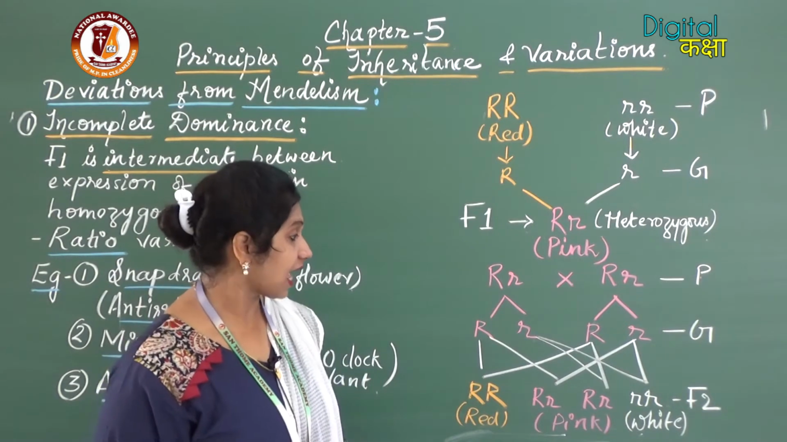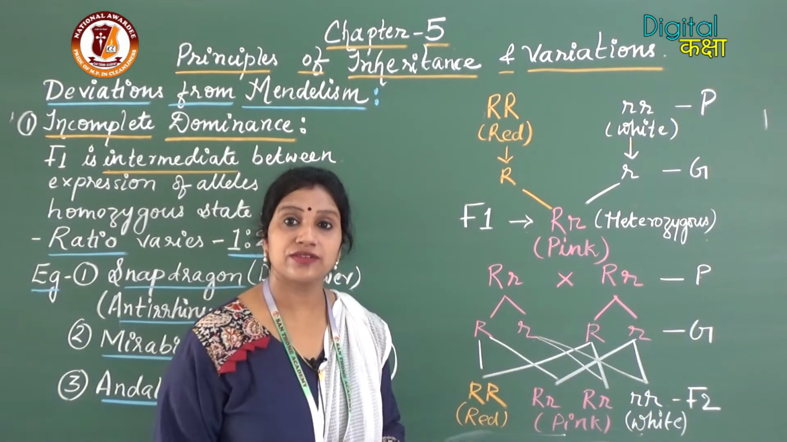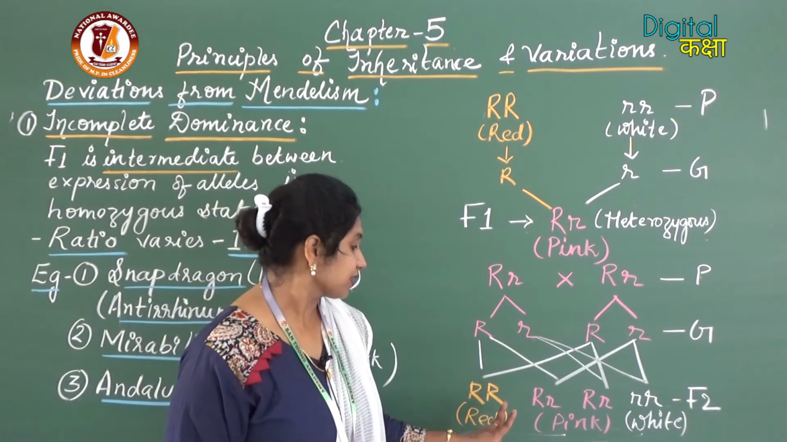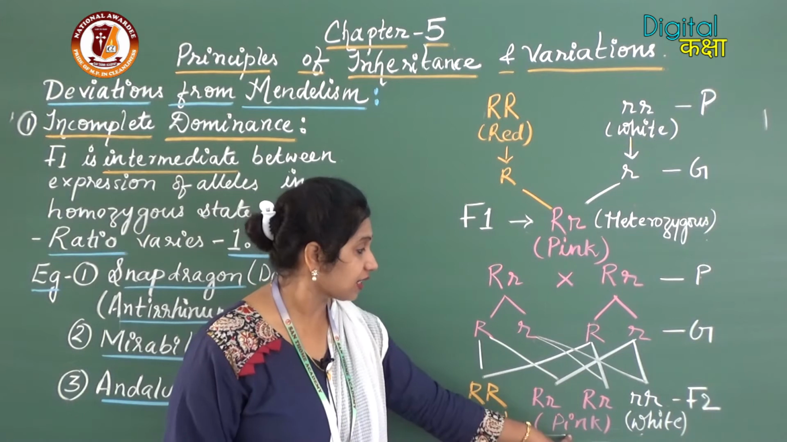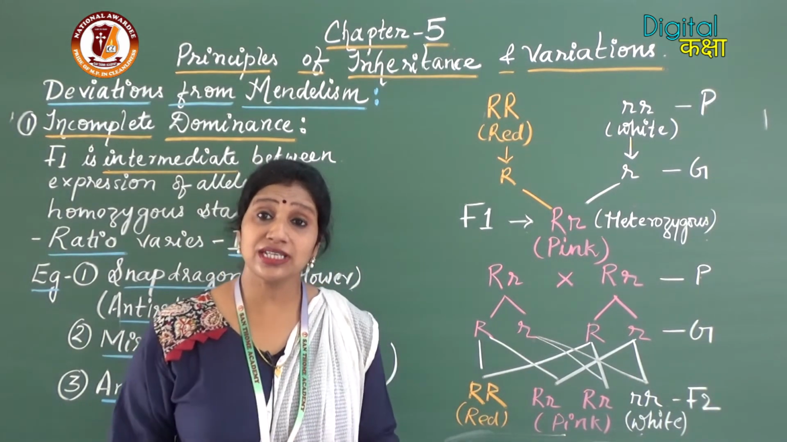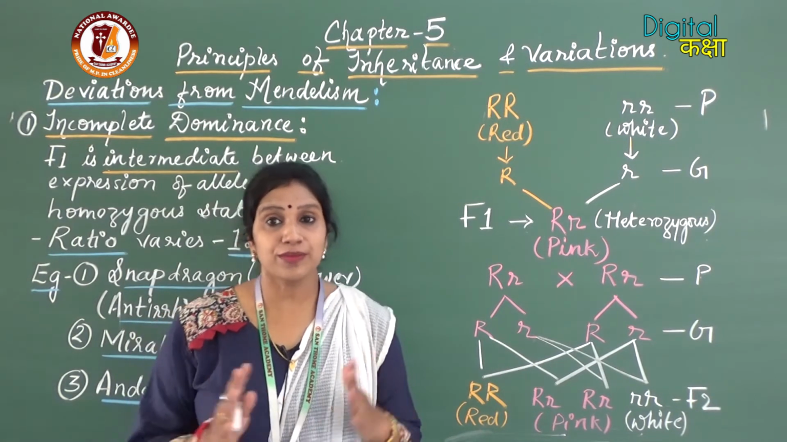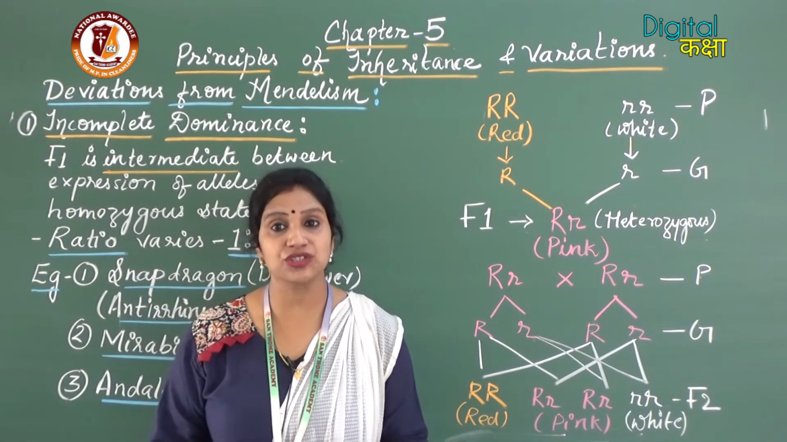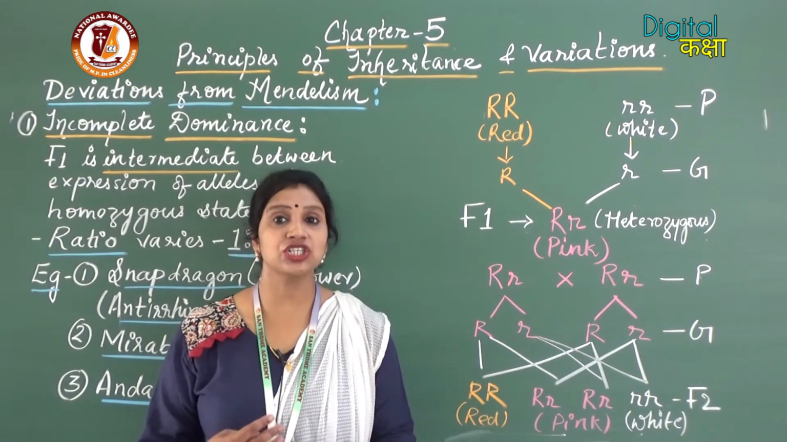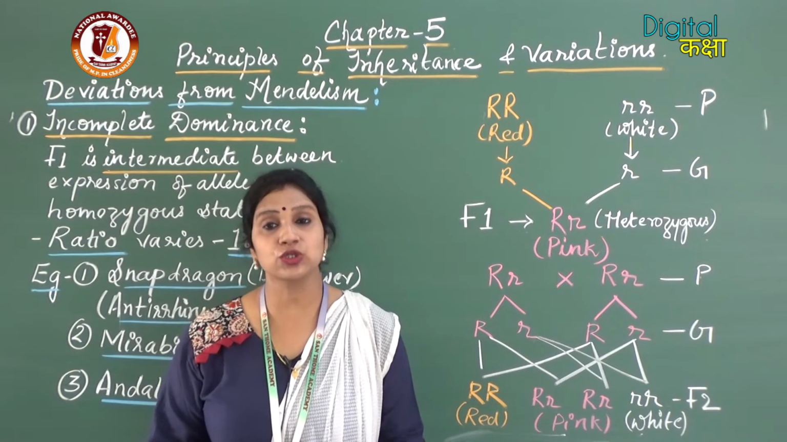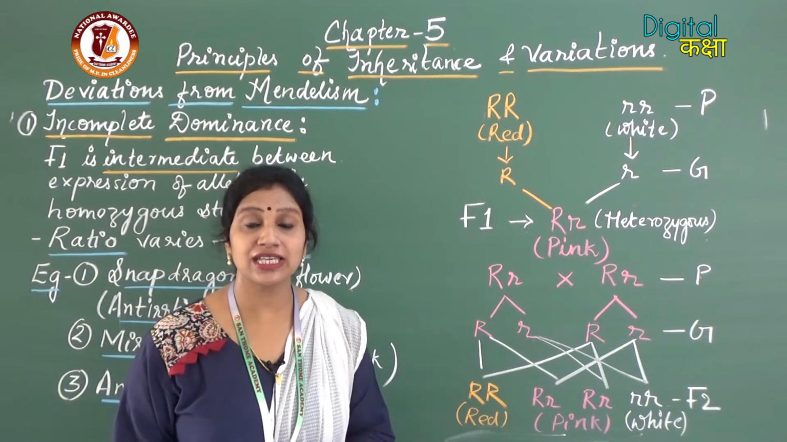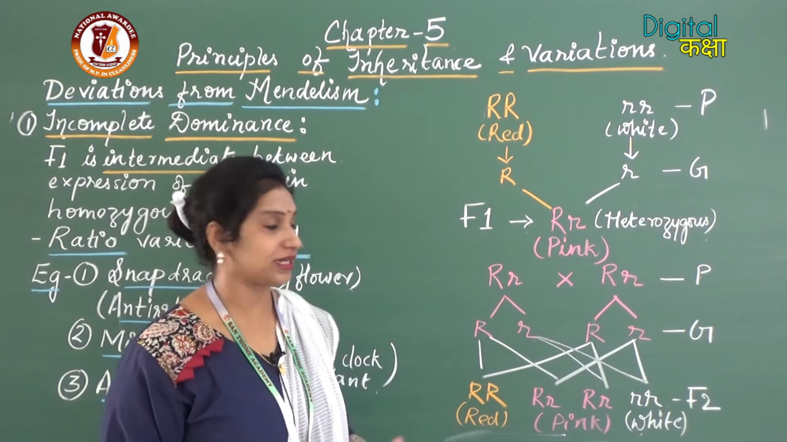So you can see that in the F2 generation, whatever offsprings we have got, they will be the red color flowers, the pink color flowers and the white colored flowers. So here the deviation is from Mendel's law. You remember that in case of Mendel's ratio, the phenotypic ratio was 3:1 and the genotypic ratio was 1:2:1. So let us see what is the ratio here in case of incomplete dominance.